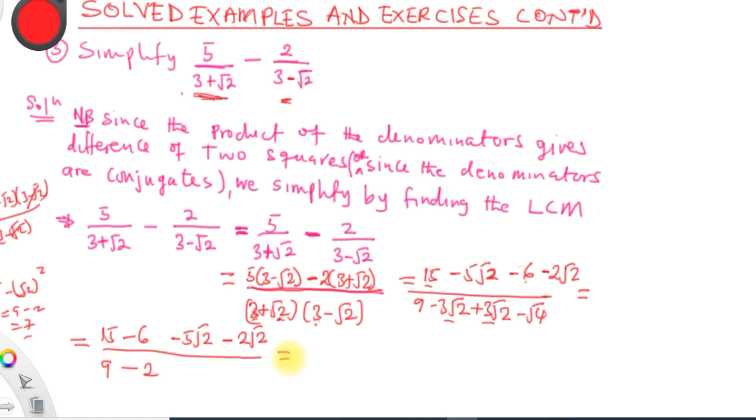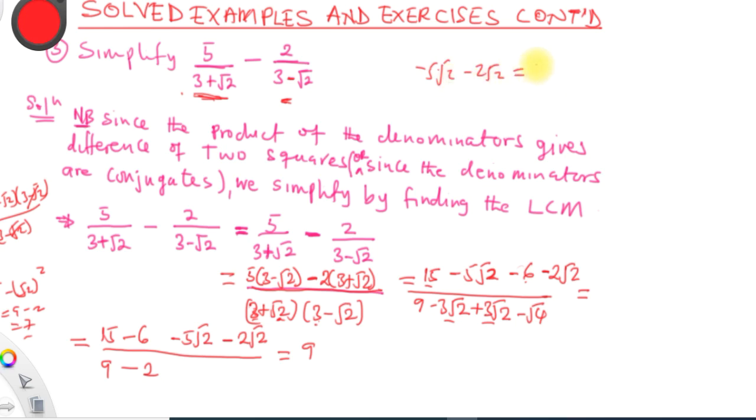As I told you, understanding is fun, guys. So what is 15 minus 6? You get 9. And then negative 5 root 2 minus 2 root 2, what do you get? Negative 5 root 2 minus 2 root 2 is negative 7 root 2. I hope you know that. Yes, because here if you like you can simplify.